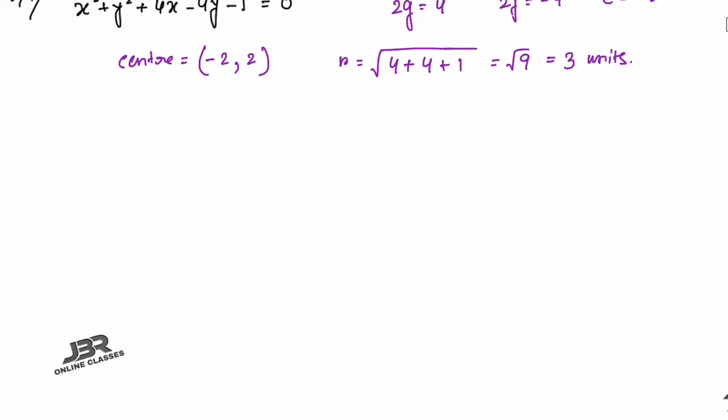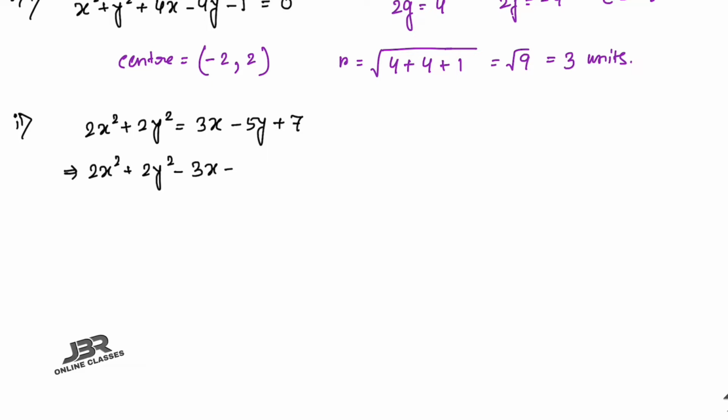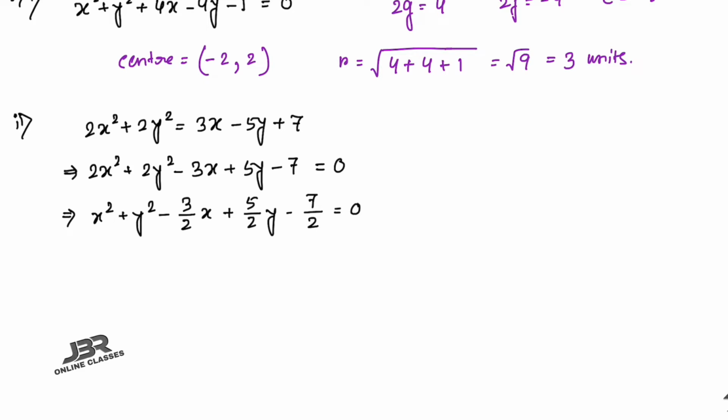Now next one, number 2. In 2, here 2x square plus 2y square equal to 3x minus 5y plus 7. So first, 2x square plus 2y square minus 3x plus 5y minus 7 equal to 0. Now divide it by 2, so x square plus y square minus 3 by 2 x plus 5 by 2 y minus 7 by 2 equal to 0.